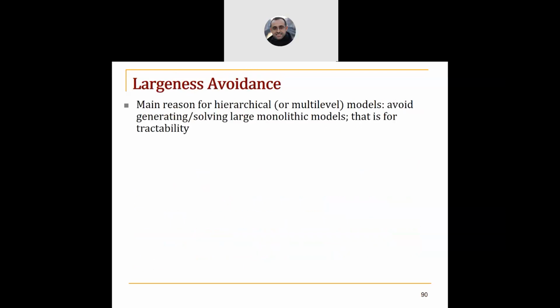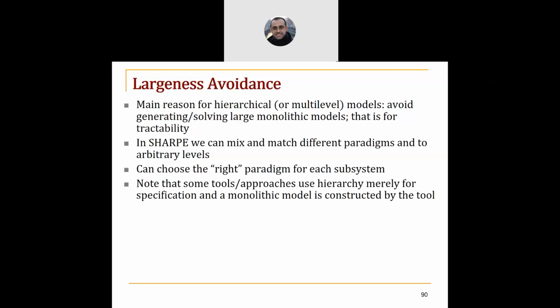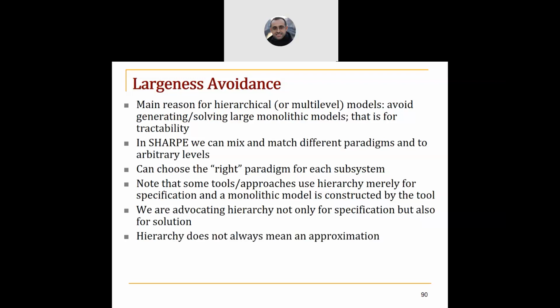So largeness avoidance: the main reason for hierarchical or multi-level models is to avoid solving large monolithic models. That is for tractability or scalability. In Sharp, it turns out we can mix and match different paradigms to arbitrary levels, and choose the right paradigm for each subsystem. Note that some tools and approaches use hierarchy merely to specify, and a monolithic model is constructed by the tool anyway. So that is not largeness avoidance, it's largeness tolerance. We are advocating hierarchy not only for specification, but also for solution.